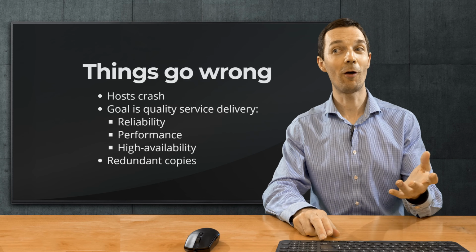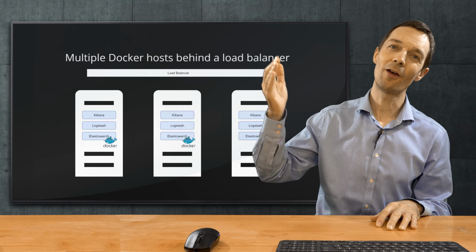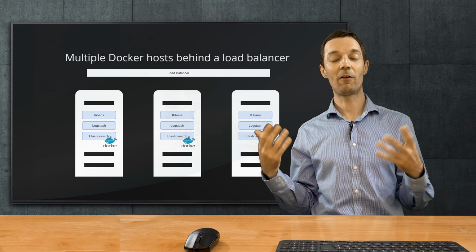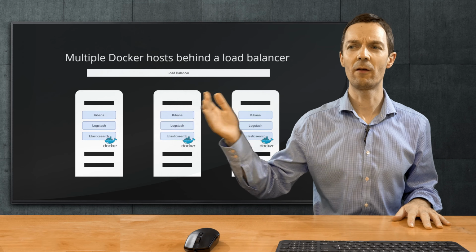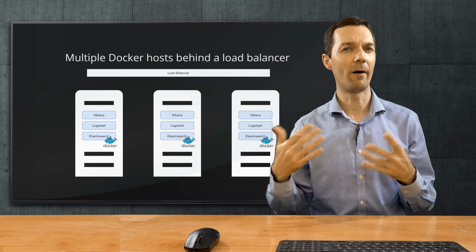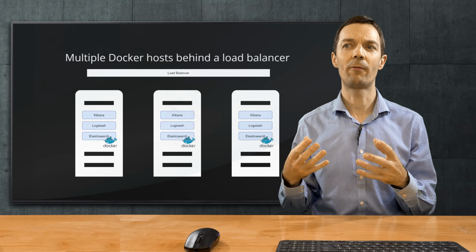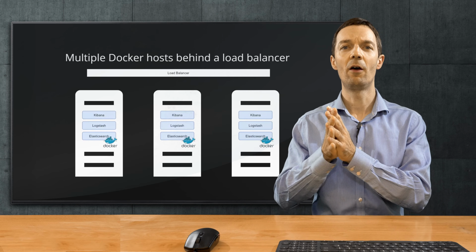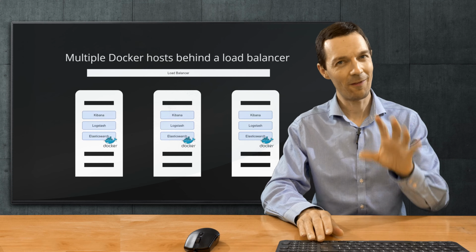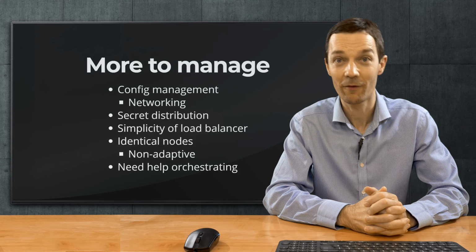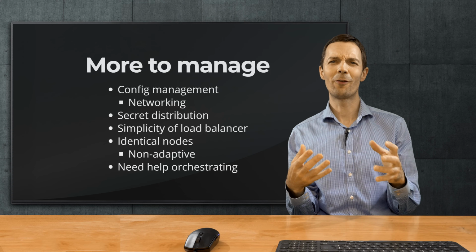So we have multiple hosts. Here's a diagram that shows 3 hosts all running the Elasticsearch Elk stack. And you can see they're running side by side behind a load balancer. The traffic is being shared by the load balancer across the 3 hosts. Now, this isn't without its complications because there are now 3 hosts, and we've got an awful lot of services running.